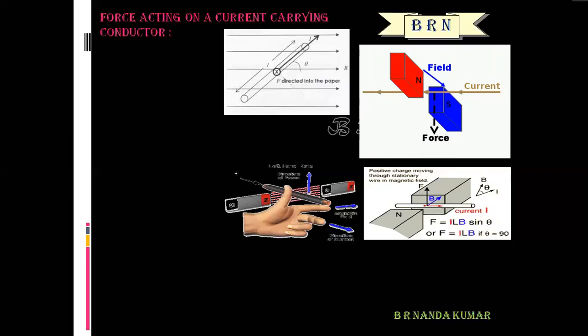Okay, so what is the expression for force acting on a current carrying conductor in the presence of magnetic field? That is F is equal to B I L sin theta, in vector form F vector is equal to I of L vector cross B vector. If L vector is perpendicular to B vector, then the direction of force acting on the current carrying conductor can be determined by using Fleming's left hand rule. The force acting on the current carrying conductor is maximum if L vector is perpendicular to B vector. If L vector is parallel or anti-parallel to B vector, it doesn't experience any mechanical force.